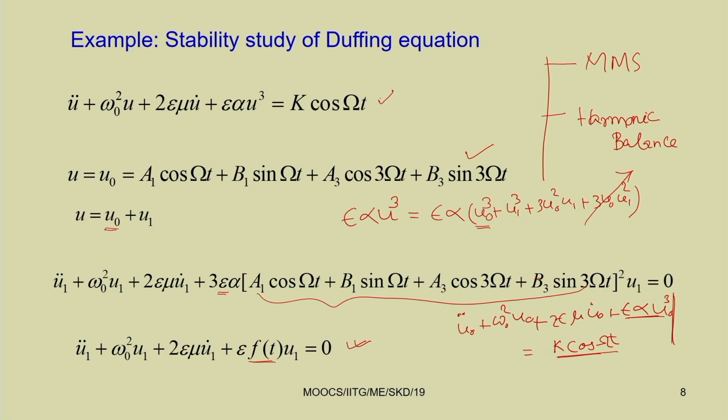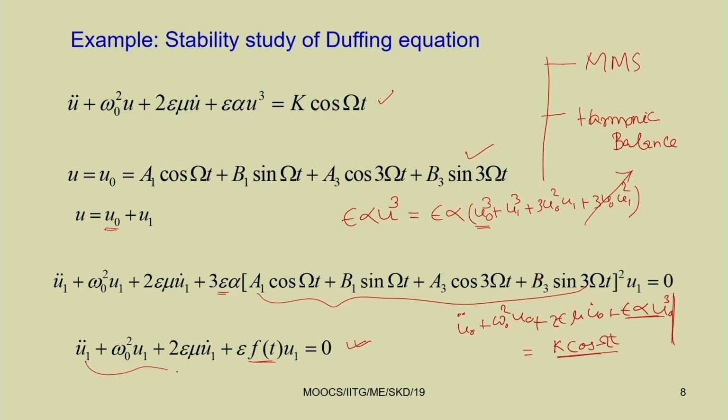Here you note that the equation is u1 double dot plus omega 0 square u1, where omega 0 is the natural frequency of the system, plus 2 epsilon mu u1 dot, which is the damping term, plus a forcing term epsilon f(t) u1, where this time varying f(t) is the coefficient of u1, which is the response of the system. So this equation is reduced to that of a Mathieu-Hill type of equation. So now, what you have seen while studying the stability of the Duffing equation.